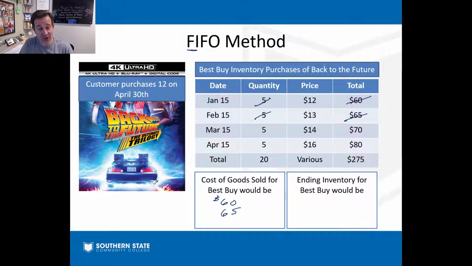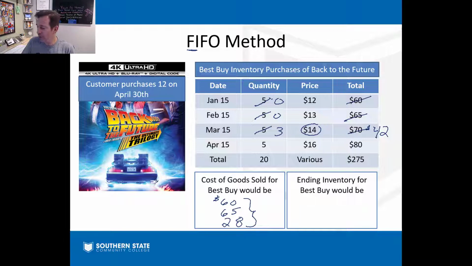Now I need 2 more. I sold 12. There's 5, 10. I'm taking 2 out of that group. So I'm only going to have 3 left right there. Okay, so 2 at 14 would be 28. Right on. We have 3 left over from the March 15th at 14. 3 times 14 would be 42. So that's how many we have left right there in that group. So we keep pulling from these different purchases until we get to the amount that was sold.